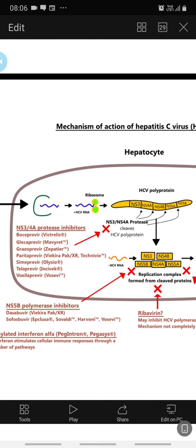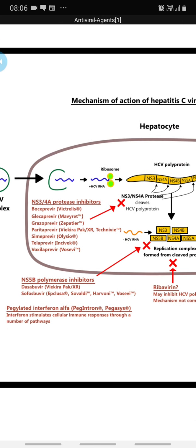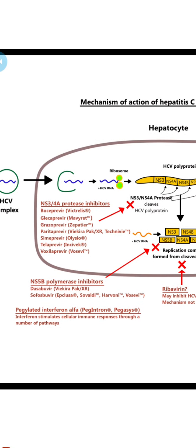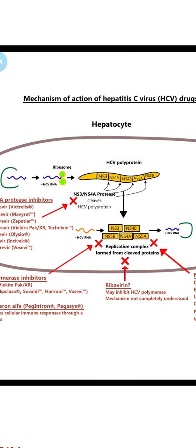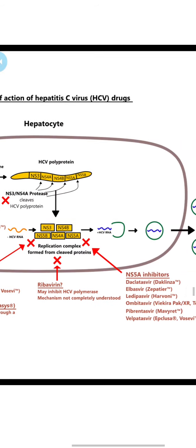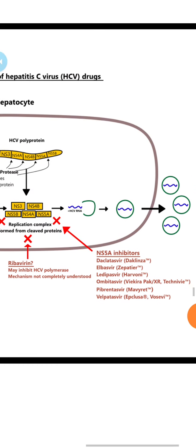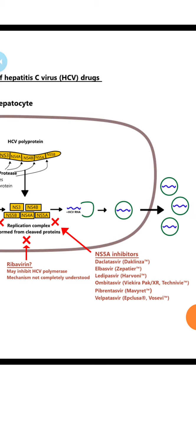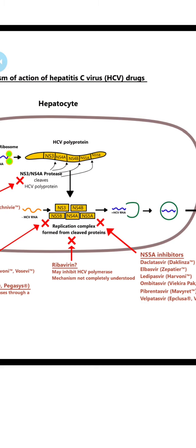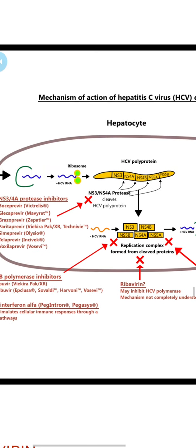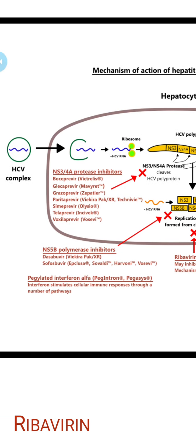Some are called NS3, NS4A protease inhibitors like boceprevir, simeprevir, telaprevir, etc. Some are called NS5B polymerase inhibitors like dasabuvir, sofosbuvir. Pegylated interferon alpha, you know that. Ribavirin may inhibit the HCV polymerase, and mostly it inhibits the formation of inflammatory cytokines, and also activates some T lymphocytes to cause apoptosis. NS5A inhibitors are also called daclatasvir, ledipasvir, velpatasvir, etc. So names are difficult. Remember these NS5A inhibitors, NS5B inhibitors, NS3, NS4A protease inhibitors.